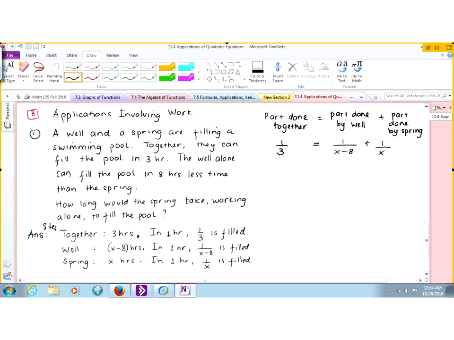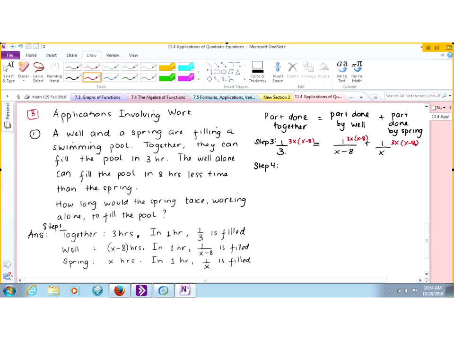So this is actually your step 1. And then this is step 2, so this is step 3. How do we solve it now? LCD. Good. What is the LCD? 3 times x times x minus 8. Yes. Good. And then that's it, right? So we multiply every term by 3x times x minus 8. Yes or no?